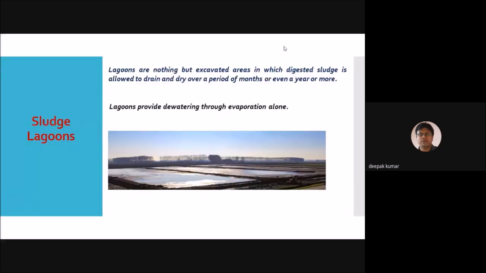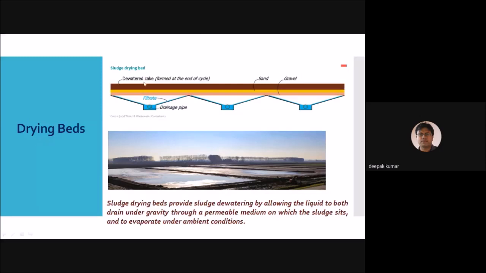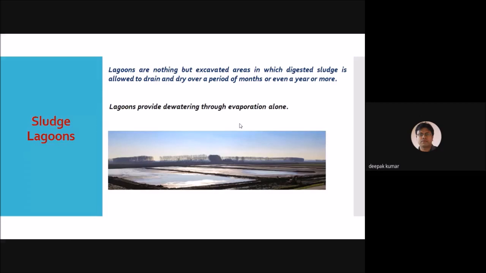The other one is sludge lagoons. So what is the difference between these two? A sludge lagoon is also sprayed on the open ground, but in this case the maximum dewatering will only take place from evaporation. So in a sludge lagoon, we do not have this type of arrangement. We do not use a permeable layer of sand or gravel. We only spray the whole sludge on the open ground.